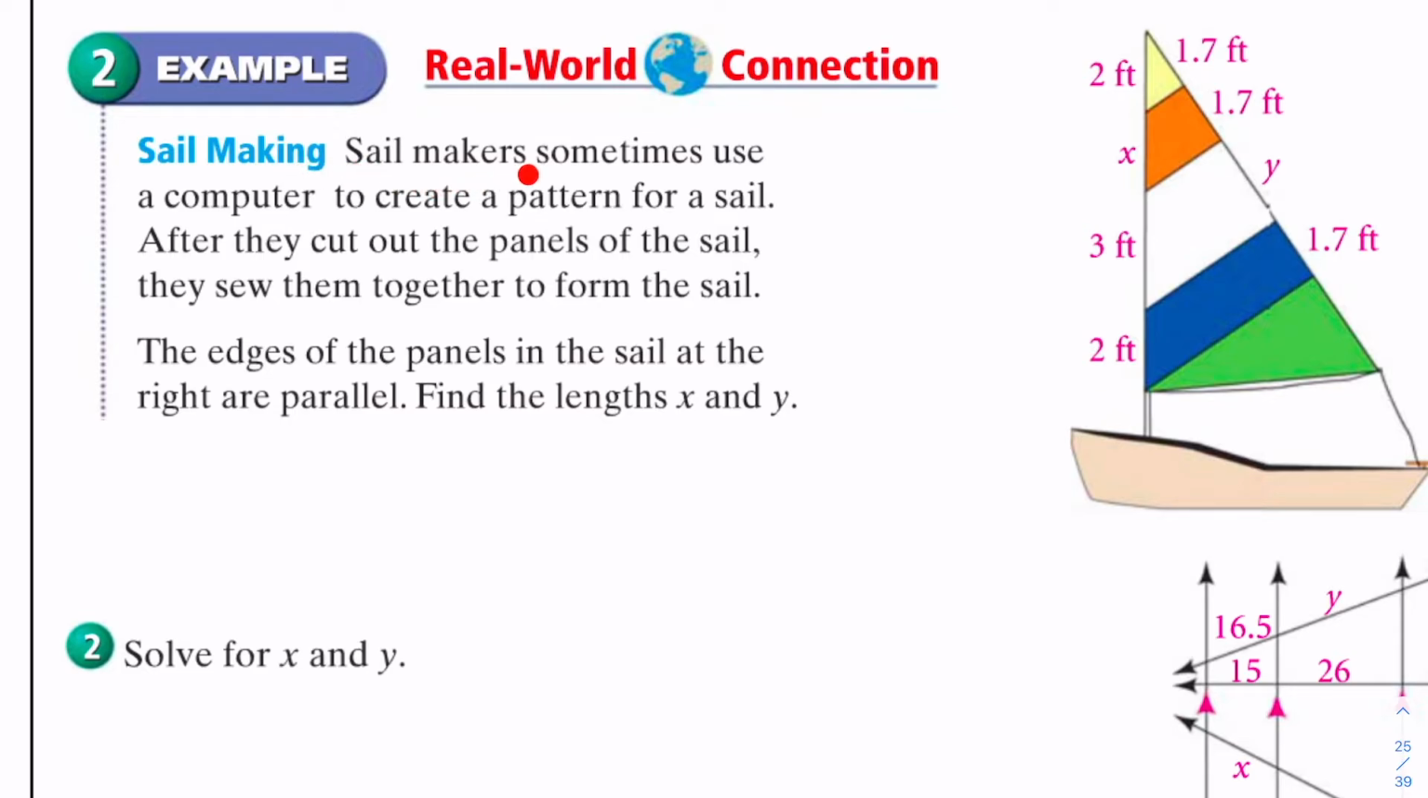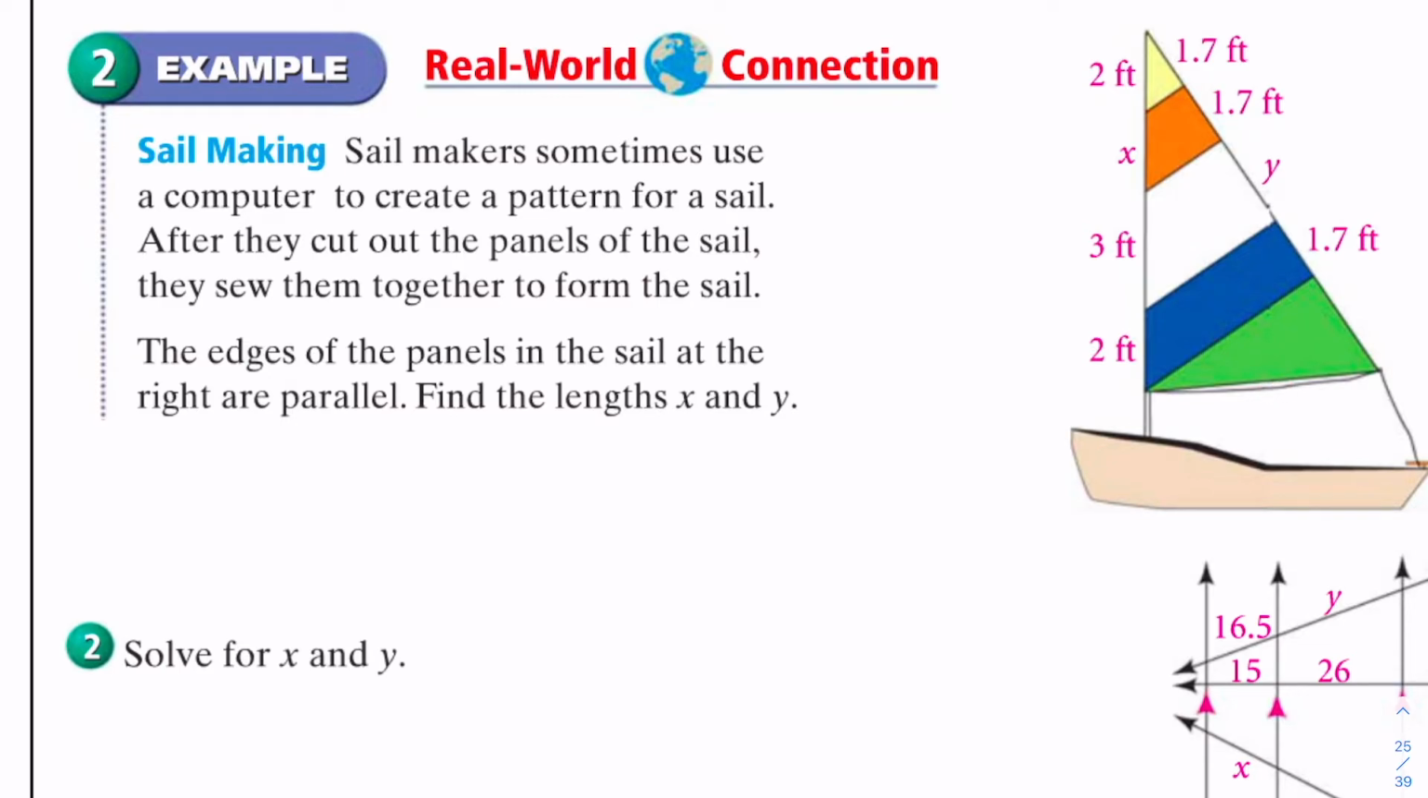Sail making. Sail makers sometimes use a computer to create a pattern for a sail. After they cut out the panels of the sail, they sew them together to form the sail. So all these items are parallel. Well, this is a triangle. This is a triangle. This is a triangle. Okay, and this is a separate triangle, but that doesn't follow the same pattern because this item is not parallel.